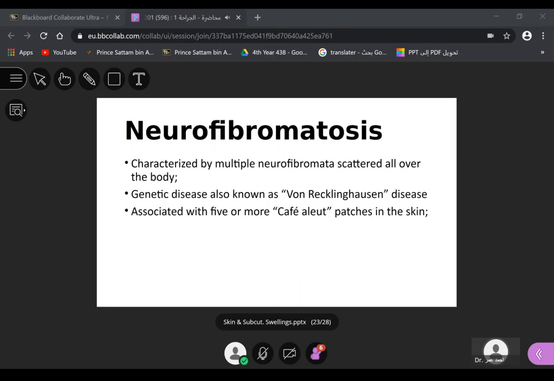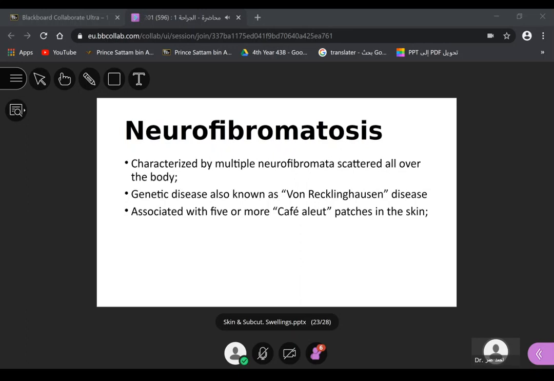Have you heard of this disease before? No. Yes. This disease is a genetic one in which the patient develops hundreds or thousands, actually, of neurofibromas. And also very characteristic in those patients, they develop some skin patches, dark or brown colored patches, which is known as the cafe au lait because their color is very similar to the color of coffee.